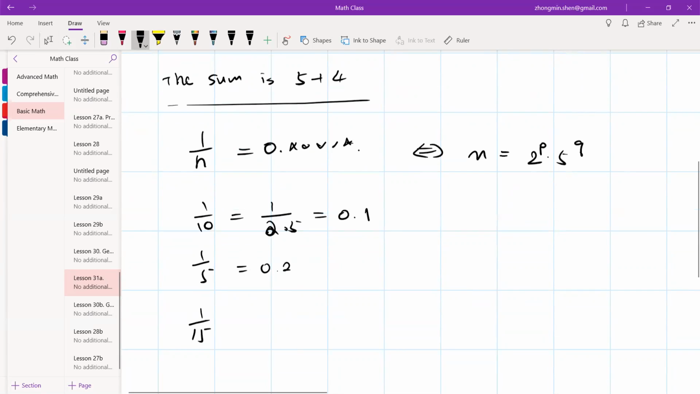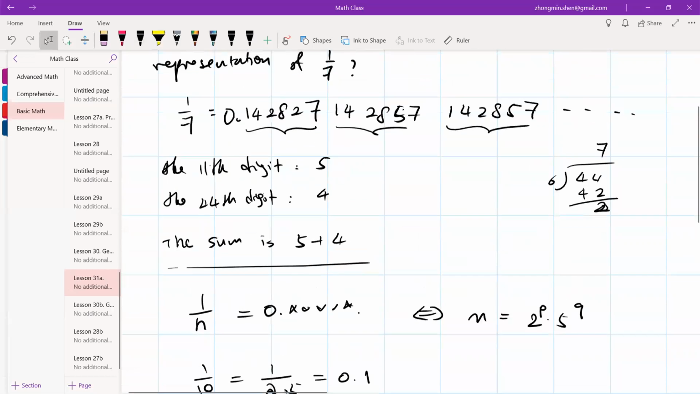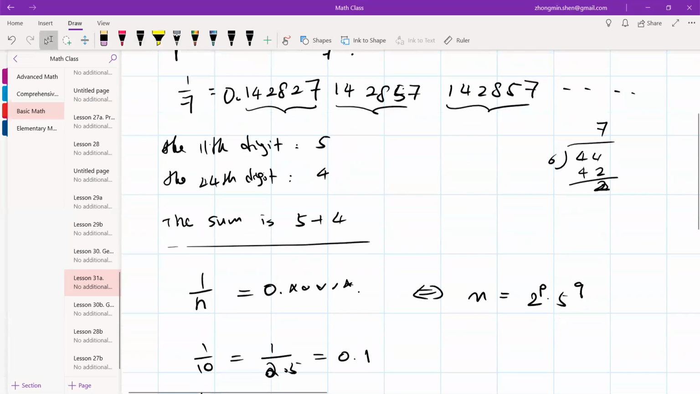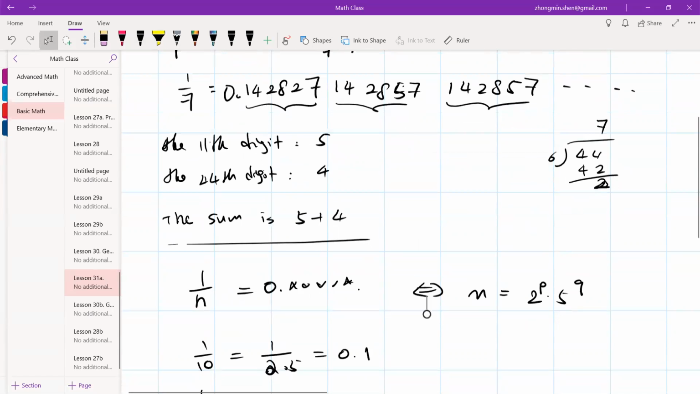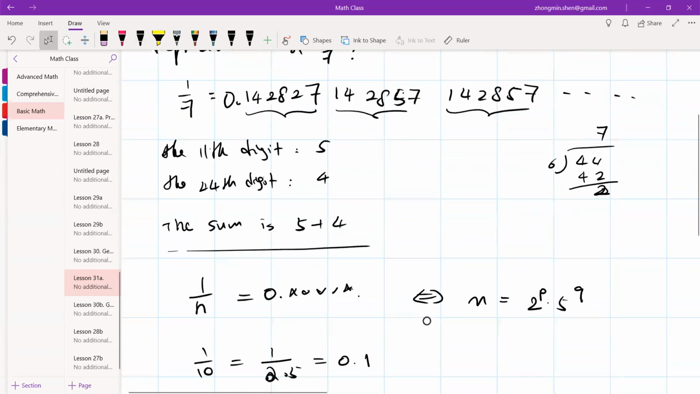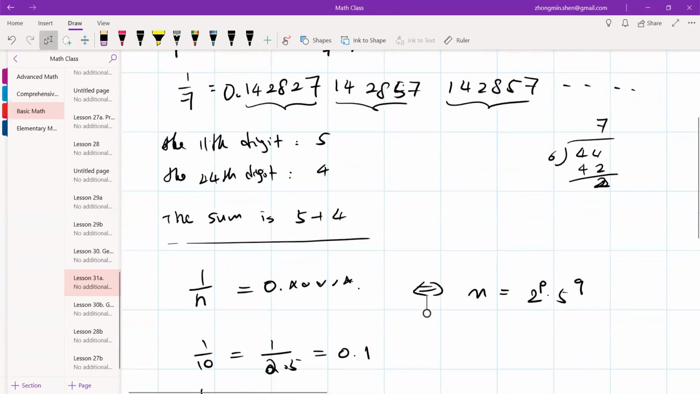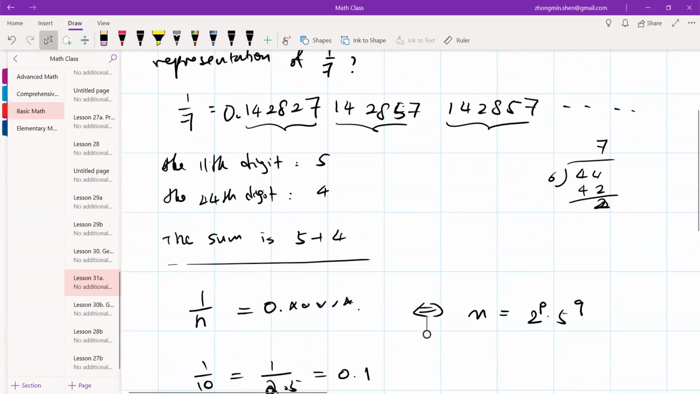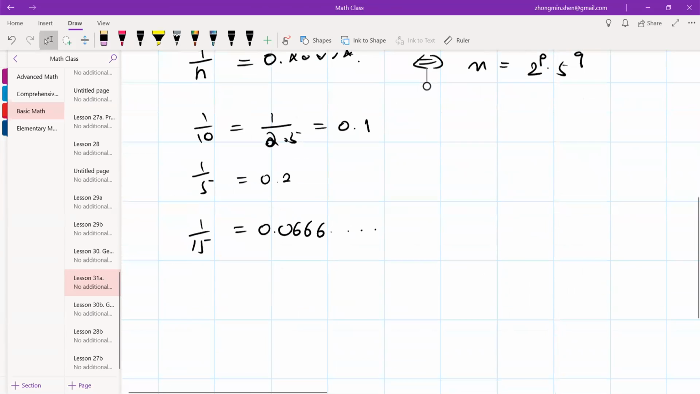For example, 1 over 15, you will see immediately it's going to be 0.0666. So it has infinitely many but repeating digits. Sometimes the repeating part is just 2 digits, sometimes 3 digits. 1 over 7 is special. It has 6 digits in one block, repeating.